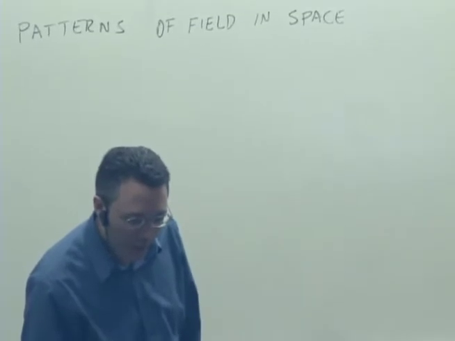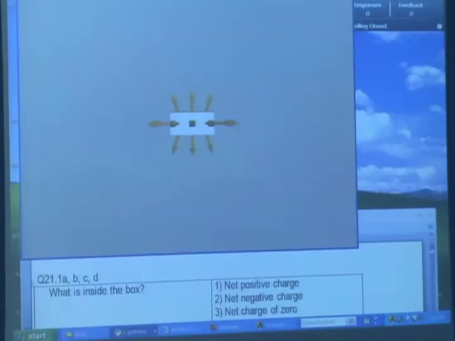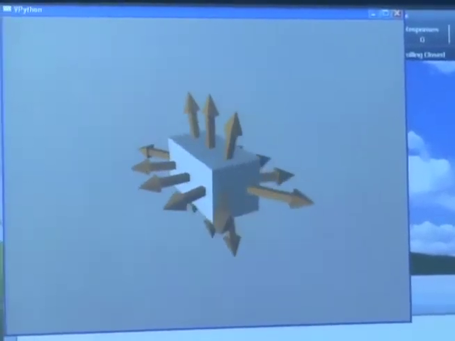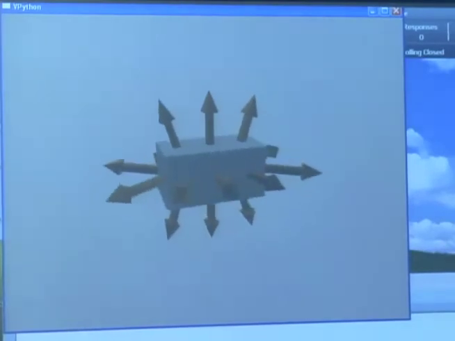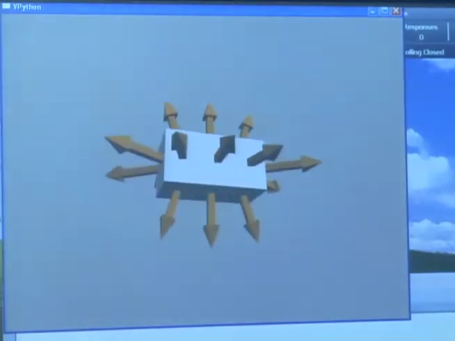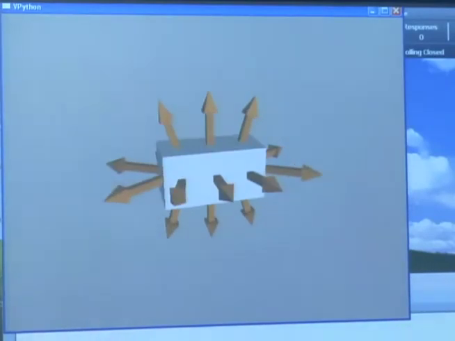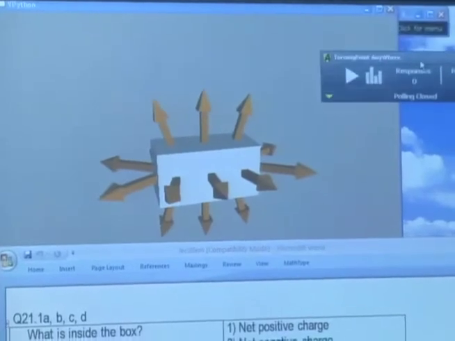And I'm going to start with a little demo here. What I have here is a box, okay? Just a rectangular shaped box. And on the outside surface of the box, I am measuring the electric field at various observation locations on the surface. And we see everywhere I've put an electric field vector, it's pointing away from the interior of the box. So here's a question. What's in the box?